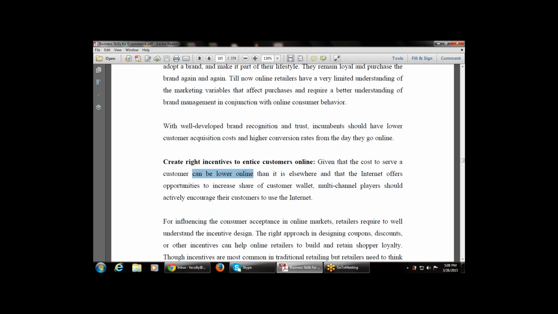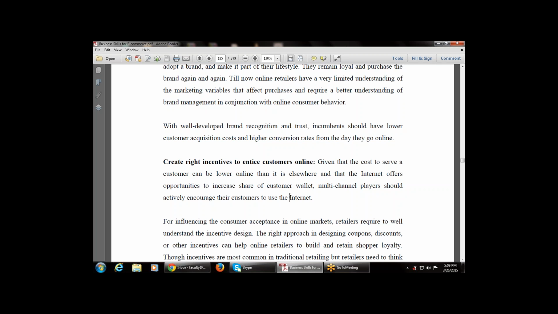Given that the cost to serve a customer can be lower online than elsewhere, and that the internet offers an opportunity to increase share of customer wallet, multi-channel players should actively encourage their customers to use the internet. So providing the right incentive to different customers doing transactions online is also one of the major issues in online retailing.